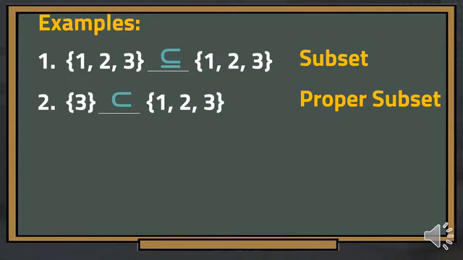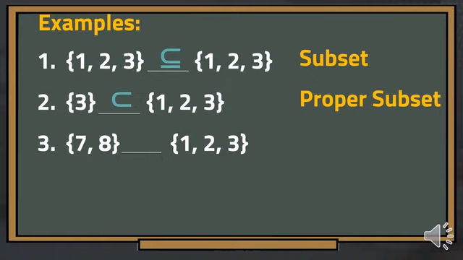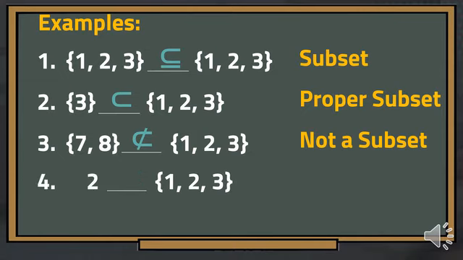Okay? Next, number 3, the set containing elements 7 and 8 is blank to the set containing 1, 2, 3 elements. Very good. It's not a subset. Number 4, 2 is blank to the set 1, 2, 3. Very good. Is an element.